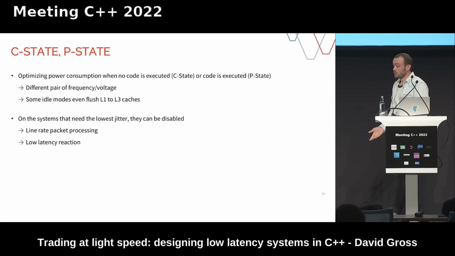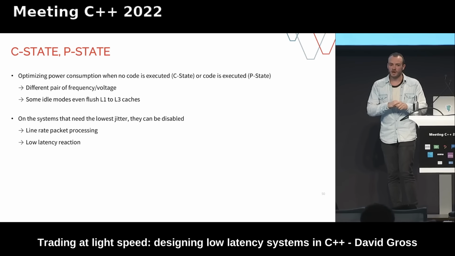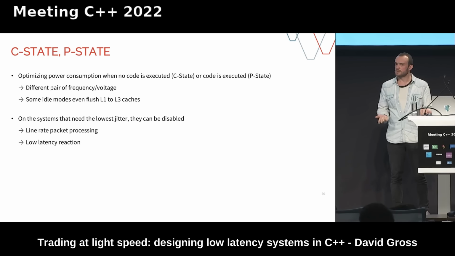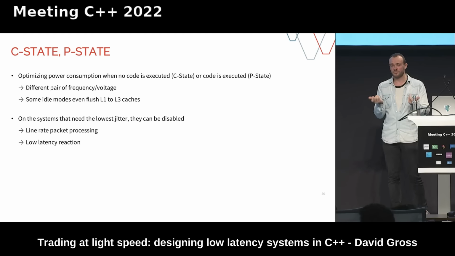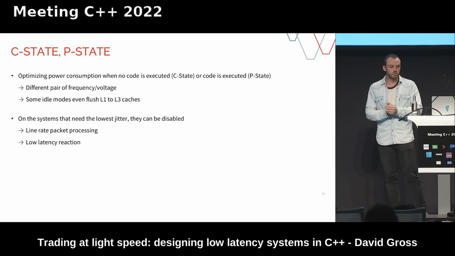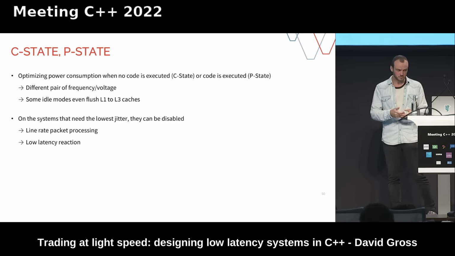So what you want to do, if you really aim, and that's not for every single server that you have, of course, but for the ones that need to process at line rate, you need to tune that. You need to disable this. Again, not on all your servers, but just on the ones that need to process 10 gigabits per second.